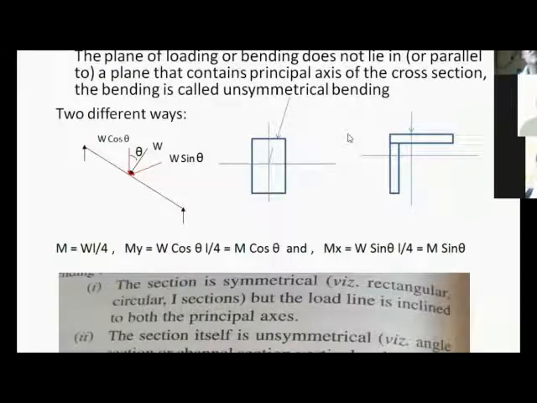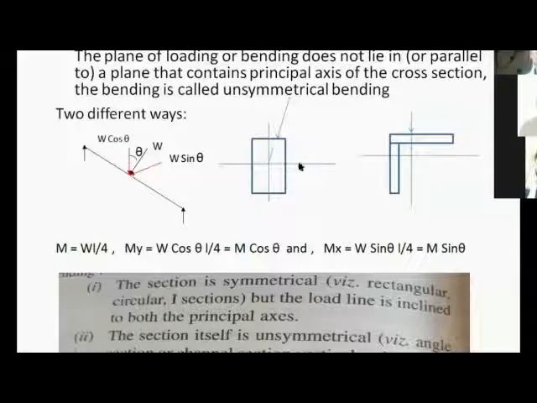Now, when the plane of loading or bending does not lie in a plane that contains a principal axis of the cross section, then the bending is called unsymmetrical bending. So now you should know what is principal axis. I was discussing about principal axis. For symmetrical sections, the axes of symmetry, these two are the principal axes. This is along the width of the section.